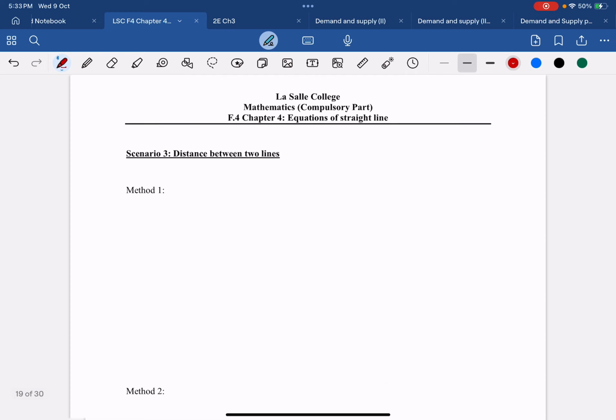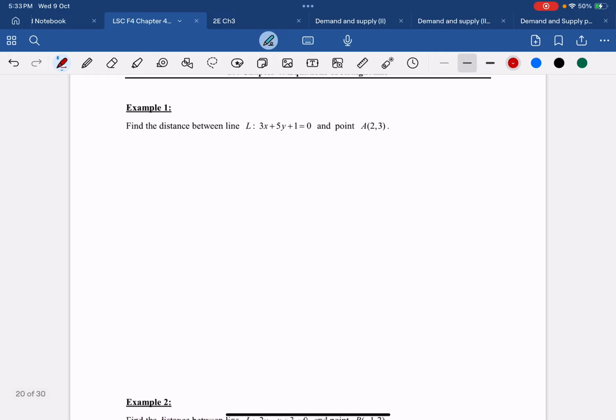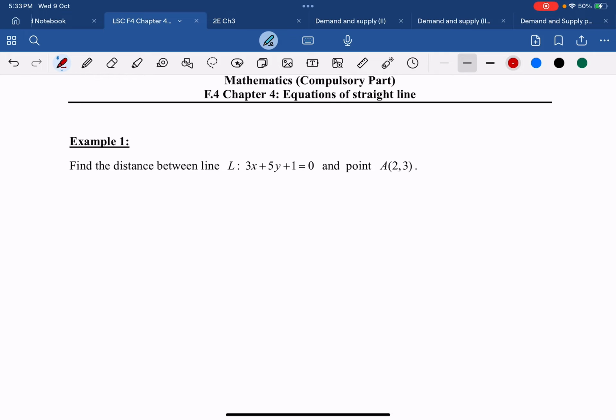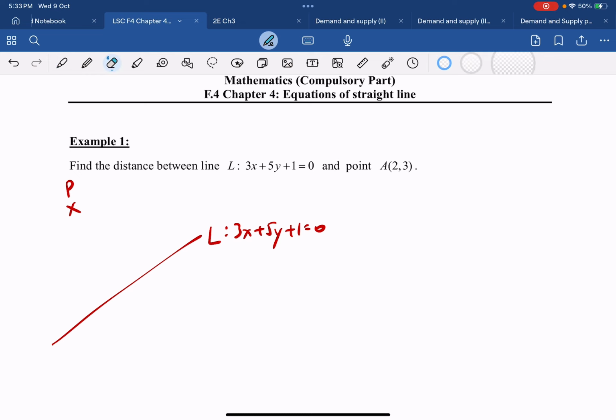Okay, so let's go to a numerical example. Let's go to page 17. Find the distance between the line L, 3x plus 5y plus 1 equals 0, and the point A, which is (2, 3). So you can also try to draw the diagram. This is the line, and this is the point A, (2, 3). We need to find the perpendicular distance, which is this. Again, I let this point be K.